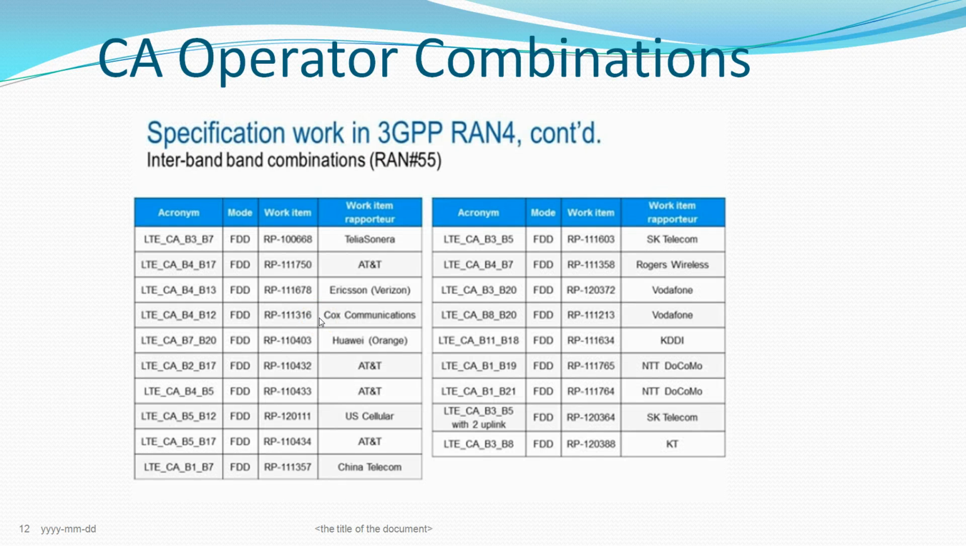This table shows the 3GPP RAN4 specification tables for different operator combinations. You can see here some combinations for different operators: AT&T, US Cellular, KDDI, Vodafone, Rogers, and so forth. And you can see the different bandwidth combinations that they have and different classes.